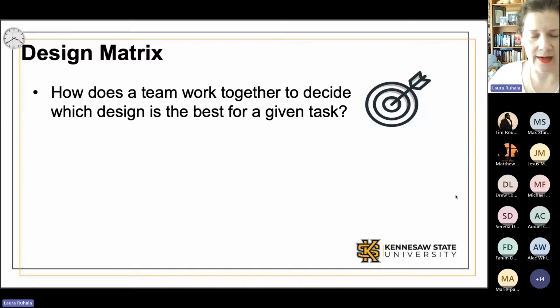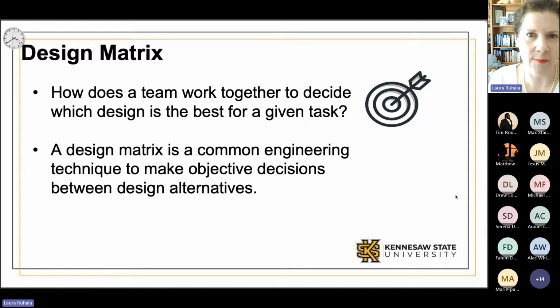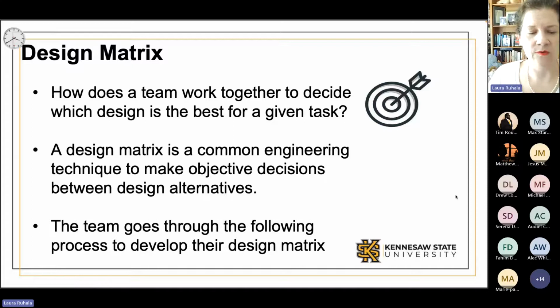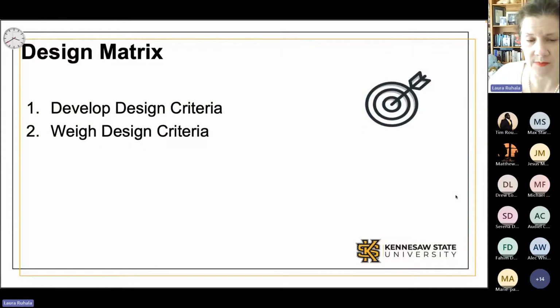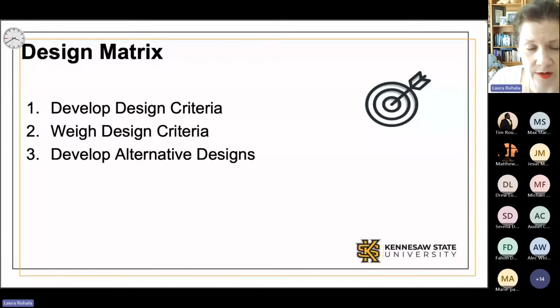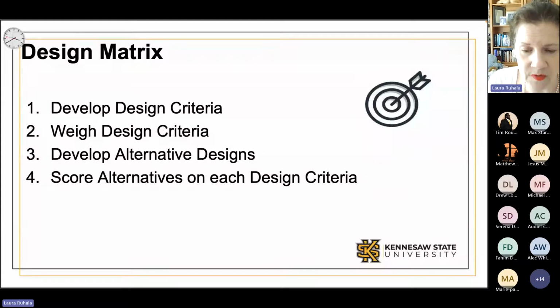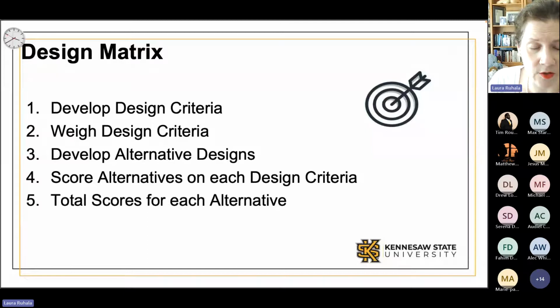Okay, this following the design matrix. A design matrix is a common engineering technique to make objective decisions between design alternatives. The team goes through the following process to develop their design matrix. Okay, the first thing you do is develop the design criteria, and I'll be going through each of these steps in more detail. And then you weigh the design criteria, you develop alternatives, you score the alternatives based on each design criterion, and then you total the scores for each alternative. From that, you've got your winning design.